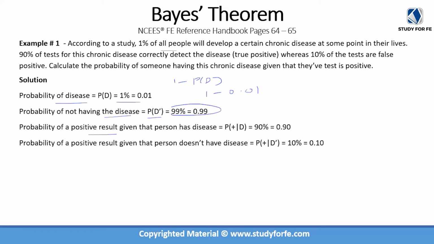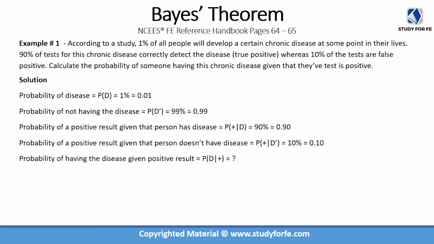Probability of a positive test result given that the person has the disease. Given that the person already has the disease, getting a true positive is 90%. So the test is accurate. This is a very important piece of the puzzle. It's very important to understand this part. And probability of a positive result given that the person doesn't have the disease, which is probability of a positive result given D prime, is a false positive, and this is 10%.